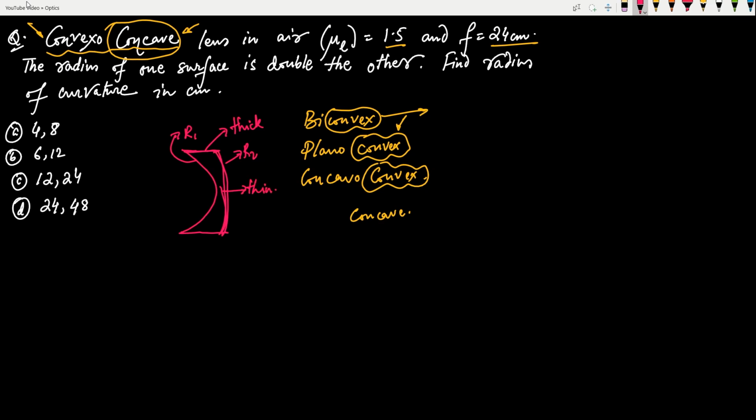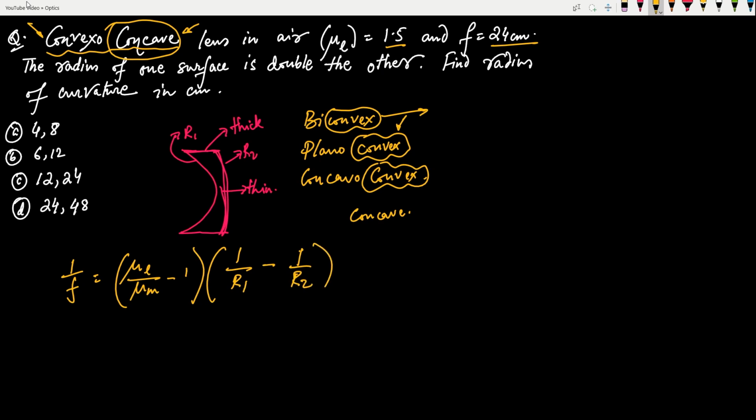I've explained this, so if you haven't gone through that video, then please go through it and things will be very, very clear. Once you can draw this figure, then things are simple. Now just put the value and you'll get the answer. Now you know Lensmakers formula, that 1 by f is equal to refractive index of the lens divided by refractive index of the medium in which the lens is kept minus 1 multiplied by 1 by r1 minus 1 by r2.